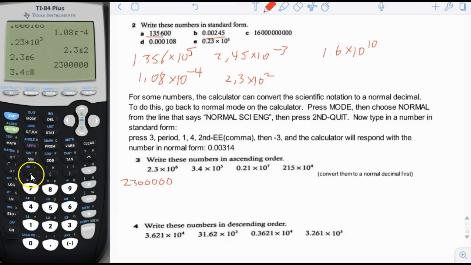What about 3.4 times 10 to the 5th? 3.4 EE 5. That's 34 with 4 zeros. What about 0.21 times 10 to the 7th? 0.21 EE 7. What do we get out? We get 21 and 5 zeros. Last of all, we have 215 times 10 to the 4th. 215 EE 4 gives me 215 and 4 zeros.